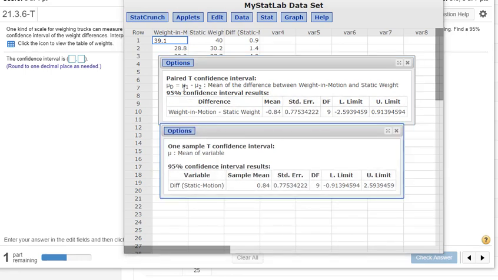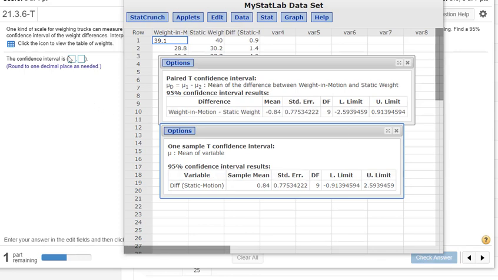So notice what we have here. Here they did mu1 minus mu2. So they did weight minus static. It doesn't really matter. The intervals are really going to be the same. It ends up switching mathematically. It switches the positives and negatives. Ultimately, though, our conclusion is going to be the same, as you'll see just in a minute.